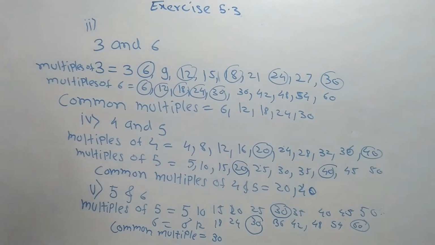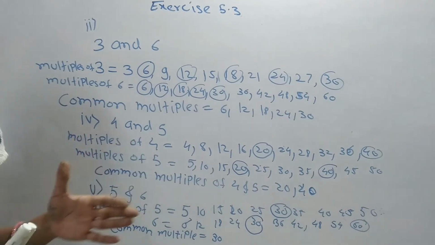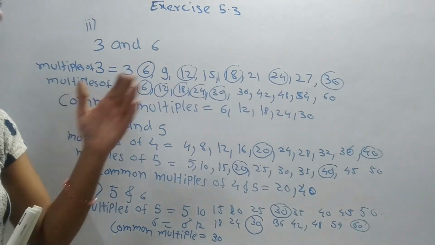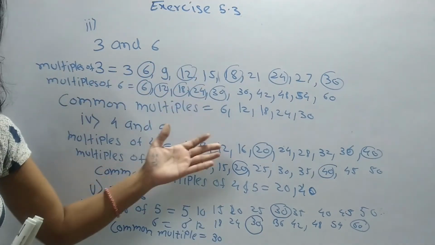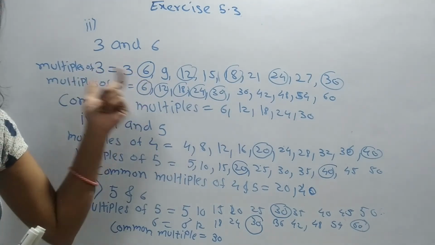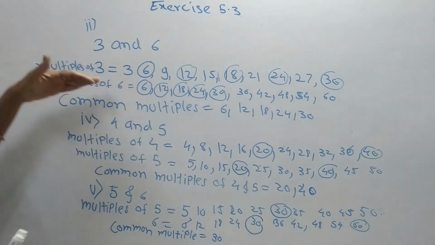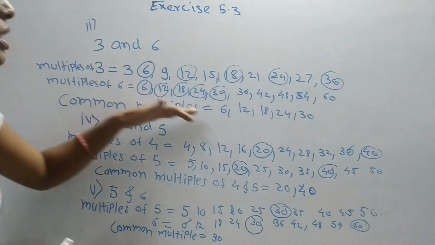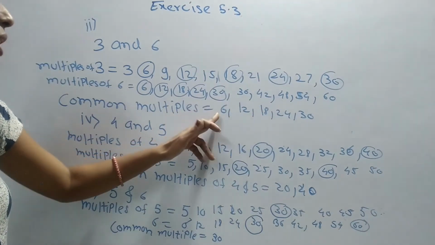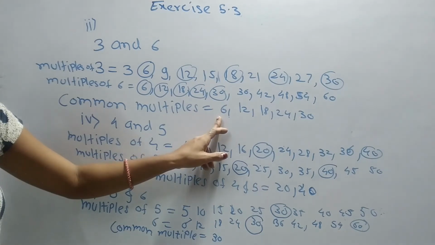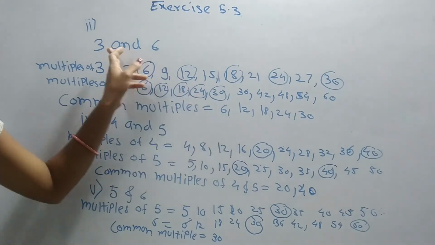In the same way, we have to find the lowest common multiple, that is LCM, of given numbers. What is meant by lowest common multiple? LCM: common multiple, C means common, M means multiple. We just have to find the common multiples of the given numbers, and then pick the lowest of those common multiples. If you observe carefully in 3 and 6, 6, 12, 18 are the common multiples of 3 and 6. But which one of them is lowest? 6 is the lowest. So 6 is the LCM of 3 and 6.